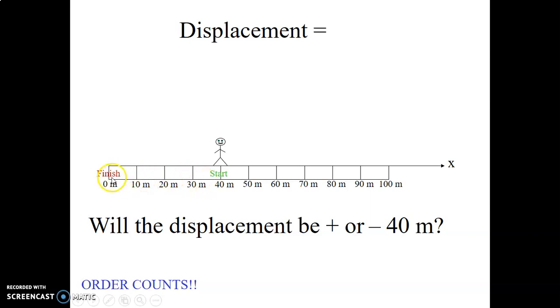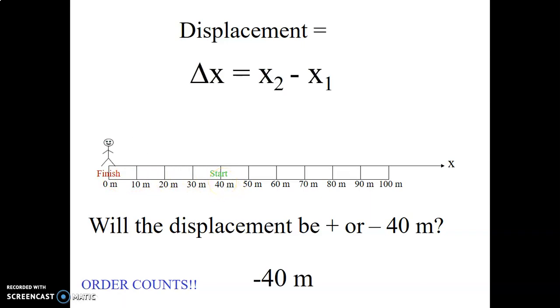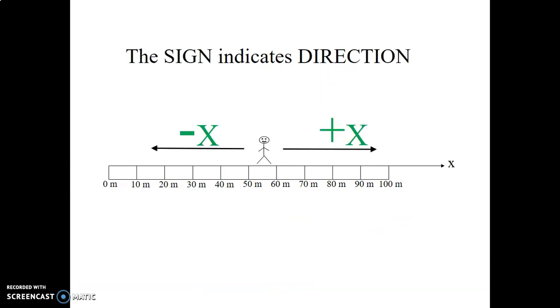Well, if it's final 0 minus initial 40, it's going to be negative 40. And what would the negative mean? Okay, what do you think? Well, the negative means that you ended up traveling to the left. So the negative is the direction, and you'll see that very, very commonly in physics. The sign of a number is used to specify the direction.